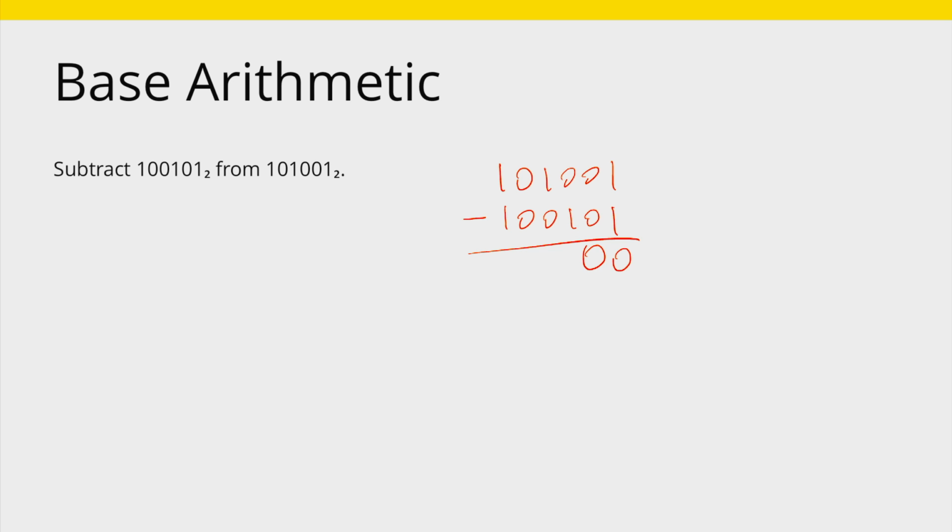All right, so 0 cannot subtract 1. So I need to borrow from the place left of us. Now, how much am I borrowing? Well, in base 10, we borrow 10 every time because the place value to the left is a power of 10 more. But in other bases, we borrow whatever power base it is. So in this case, we're in base 2, so we're going to borrow 2.